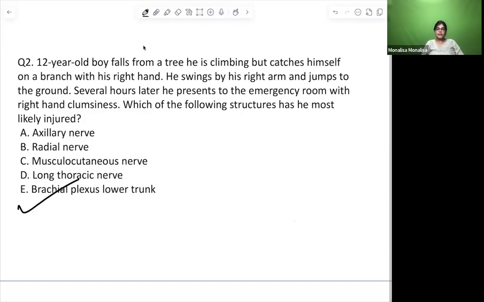Akshay, medial cord, ulnar nerve. Yes. No, here there will be injury of lower trunk of the brachial plexus. Okay. Chirag, Harshvardhan, Reshma, everyone.